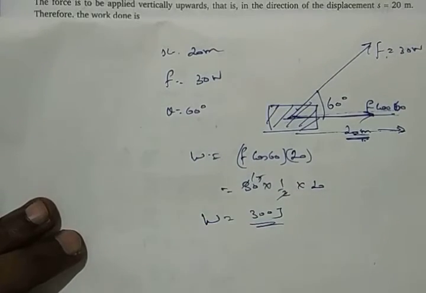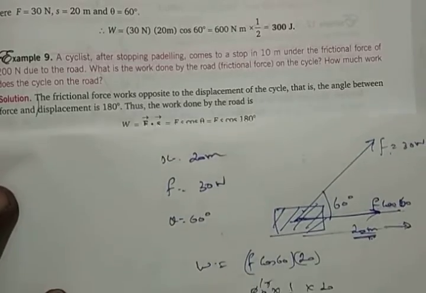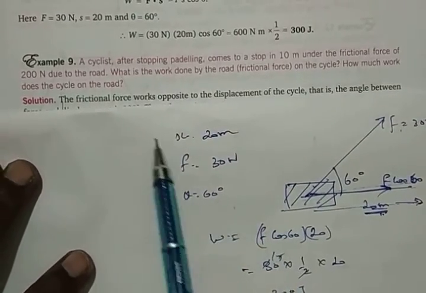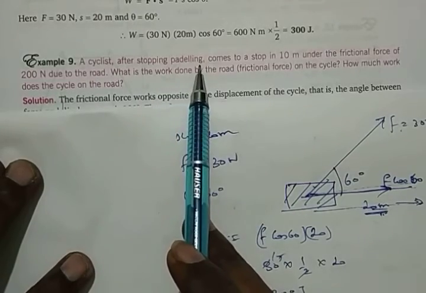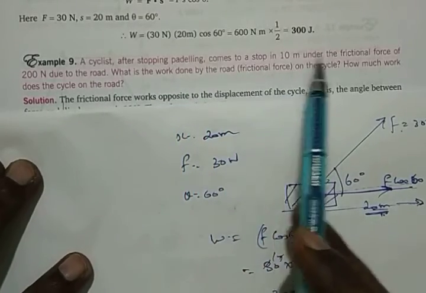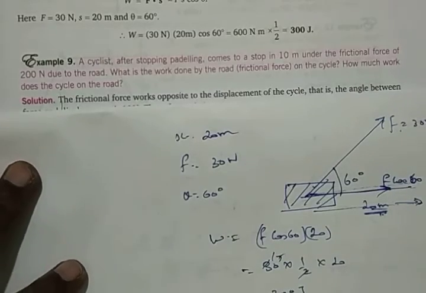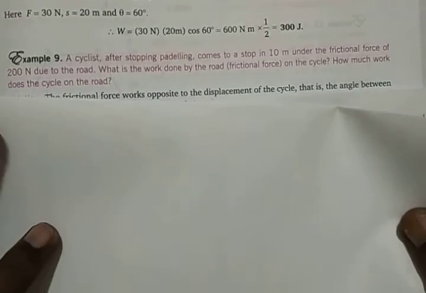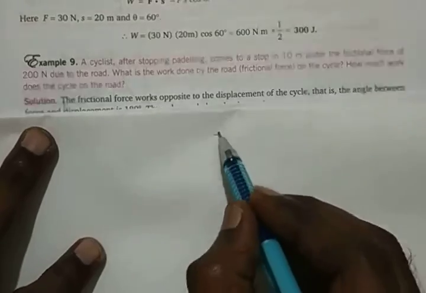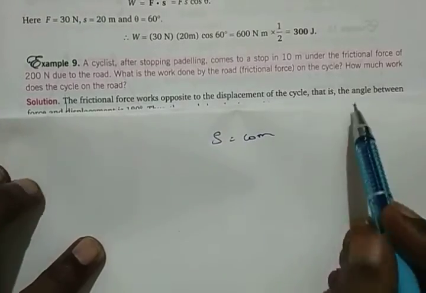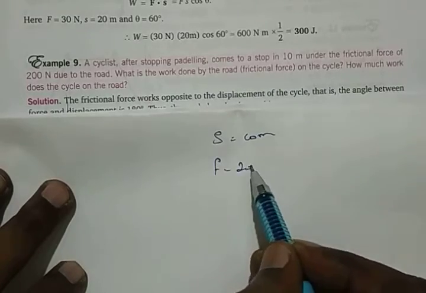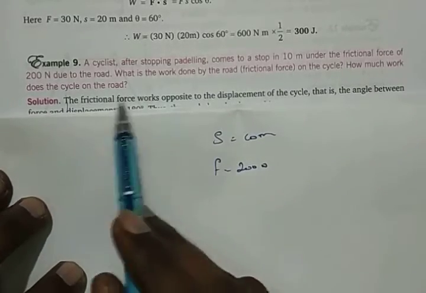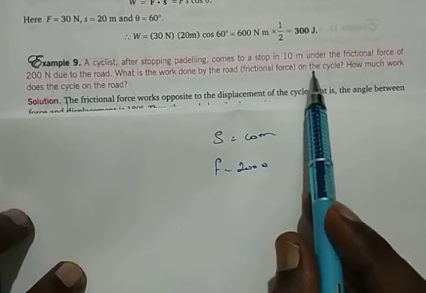Right, we'll go to the next question now. This is a pretty simple question. A cyclist, after stopping pedaling, comes to a stop in 10 meters. So distance is equal to 10 meters, under a frictional force of 200 newtons. 200 newtons is trying to stop the cycle. What is the work done by the frictional force on the cycle?